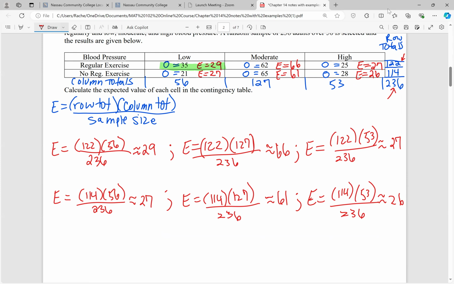So overall, for all these cells, if there's independence between the two classifications, the observed and the expected are going to be very close. If there are huge differences overall, then we're going to think, okay, maybe there's some sort of dependence. So that's what we're going to do next. We're going to compare the observed to the expected, and calculate a statistic that's going to help us determine if there's independence between the two classifications or some sort of relationship. So we'll continue this in the next lesson.